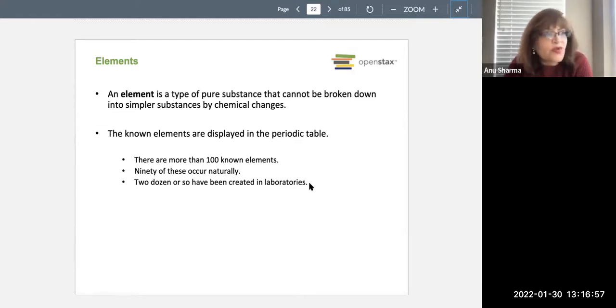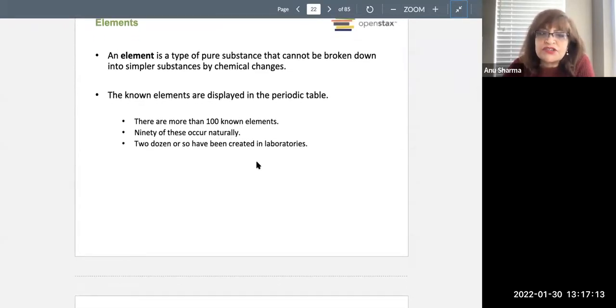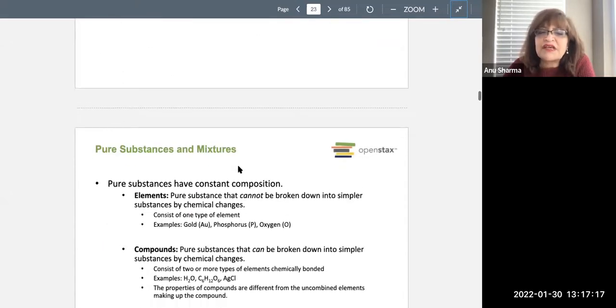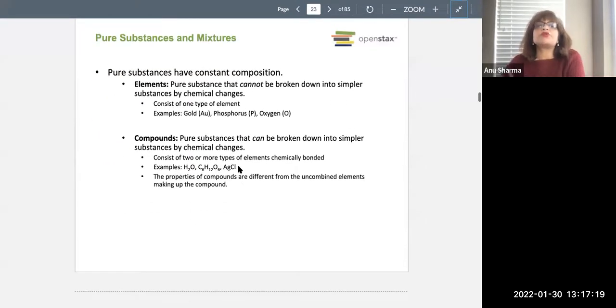So this is the reason why the elements also get very particular names. Like, for example, the one that got synthesized in Berkeley gets the name berkelium. The one that got synthesized in Livermore gets the name livermorium. You see that? So about 90 of them are naturally occurring, and then the rest have been, like I said, synthesized in the laboratories, nuclear labs.